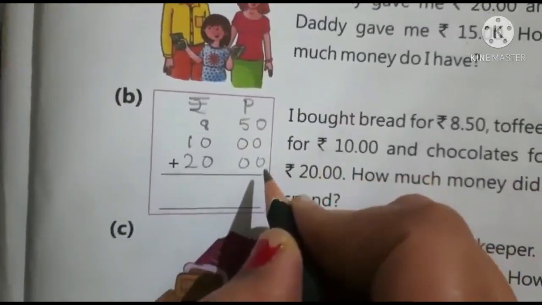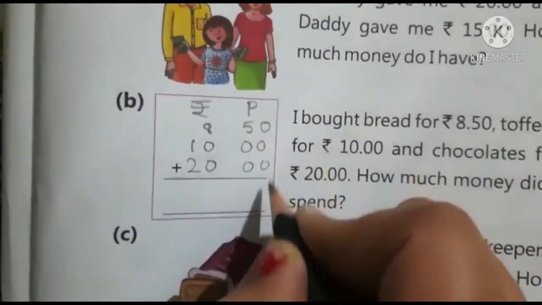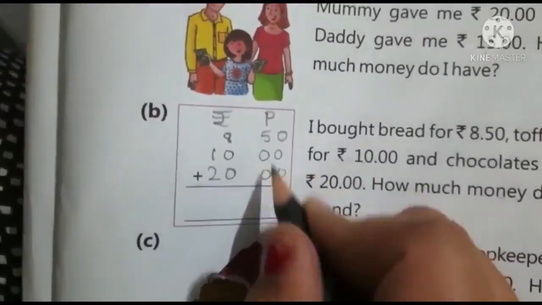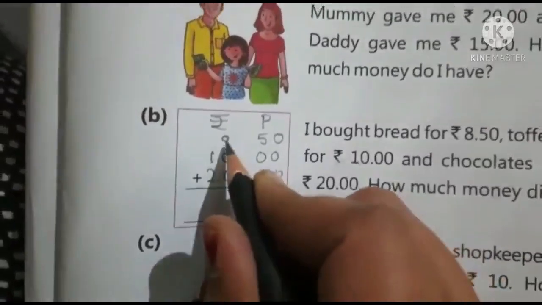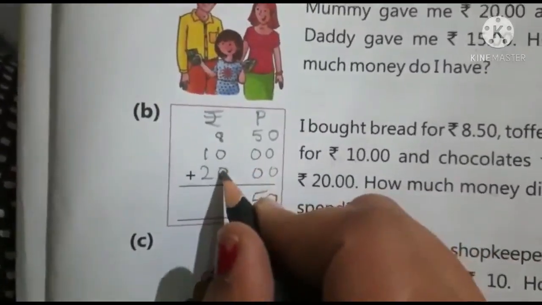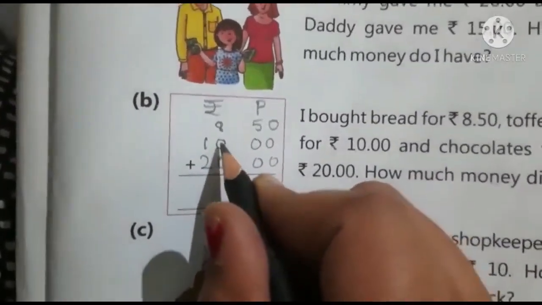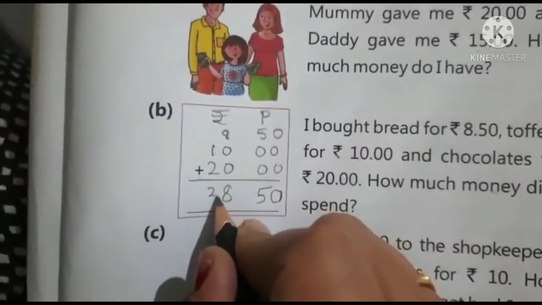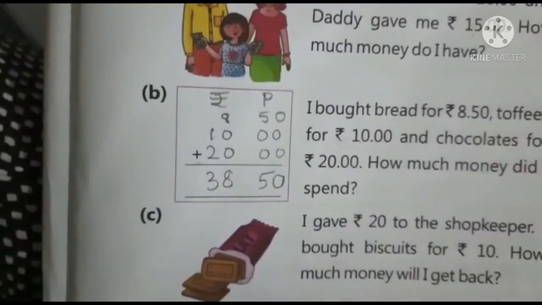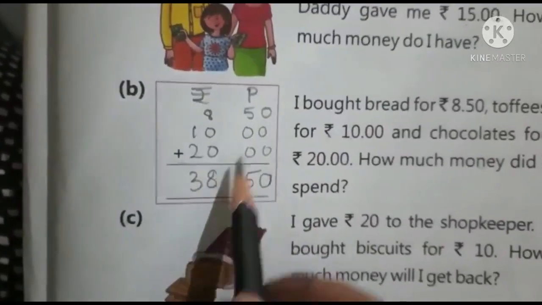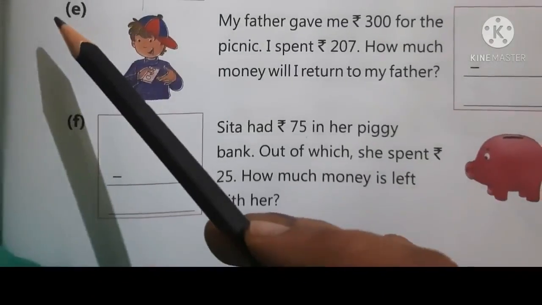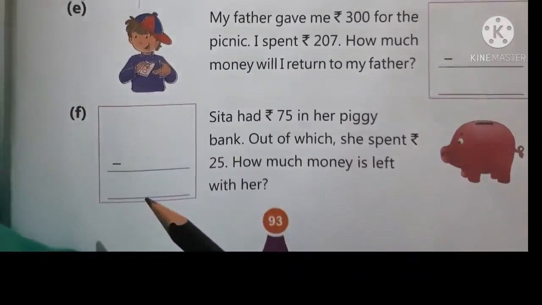Now we are going to add them together. 0, 0, 0. Always 0. 0 plus 0 is 0. 0 plus 5 is 5. 2 zeros. So if we add 2 zeros, we get 0. 0 plus 8 is 8. 2 plus 1 is 3. So, how much money did I spend? 38 rupees 50 paise. In the same way, complete the remaining problems.